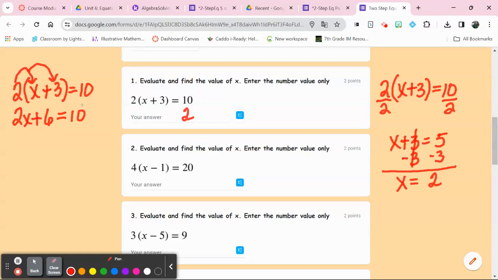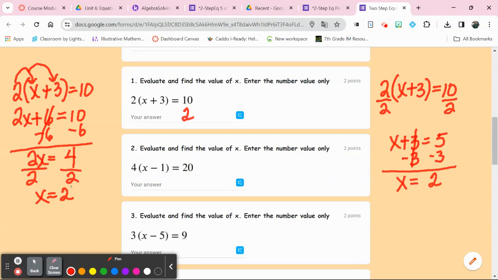And now I solve that just like I did the earlier two-step equations. The opposite of plus 6 is negative 6 to both sides, leaving me with 2 times x equals 10 plus negative 6, different signs. We subtract, 10 minus 6 is 4, and we have more positives. The opposite of multiplying by 2 is dividing by 2. And as you can see, both ways we solved this, we got x equals 2. So we're going to just type in the 2.